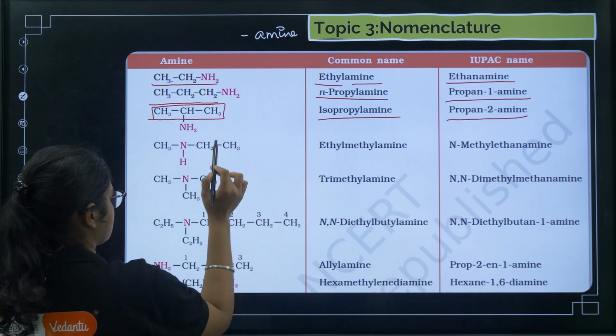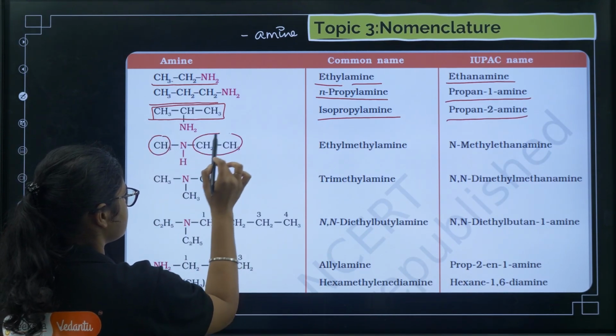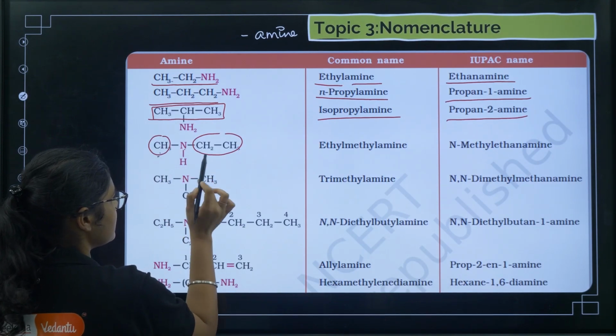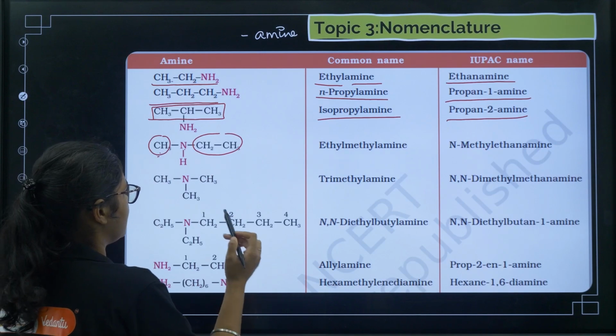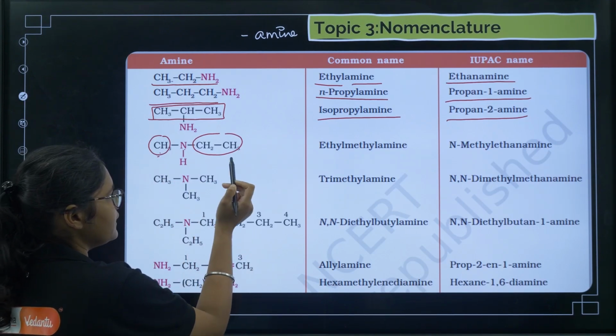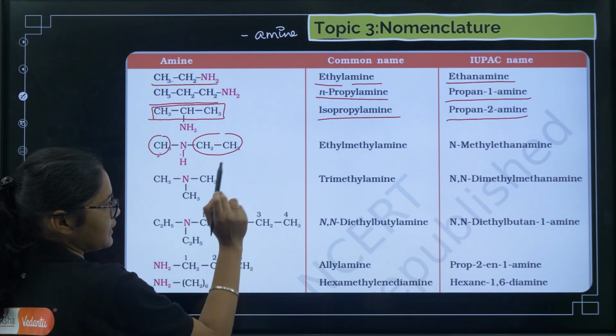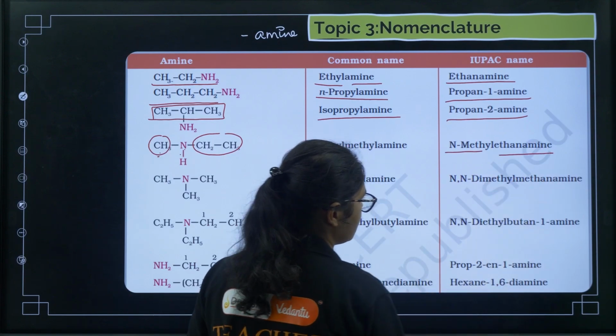Next, if you see this one, this is a secondary amine, right? You can see that on this N, 2 H are replaced with R groups. So here the name is taken like N-methyl, then N-methylethanamine. N-methylethanamine.